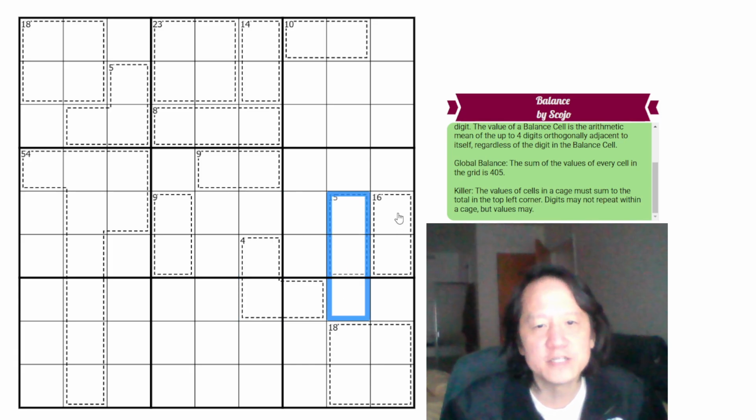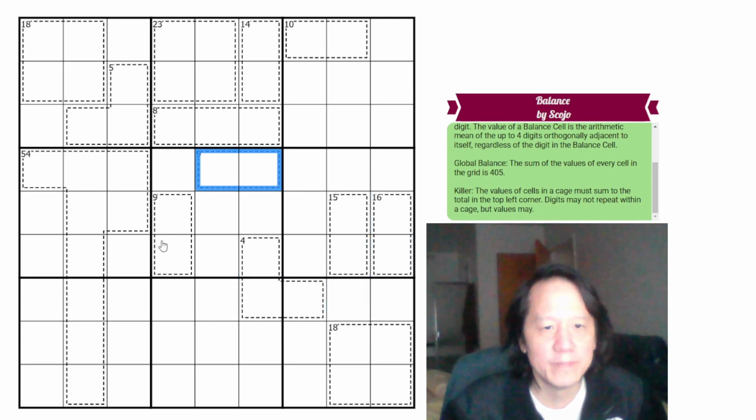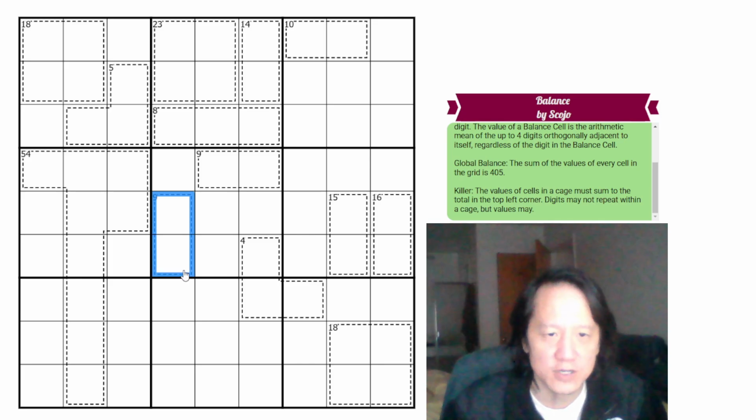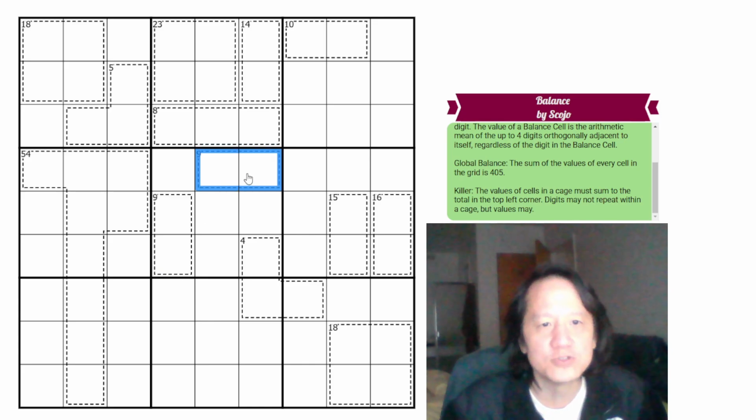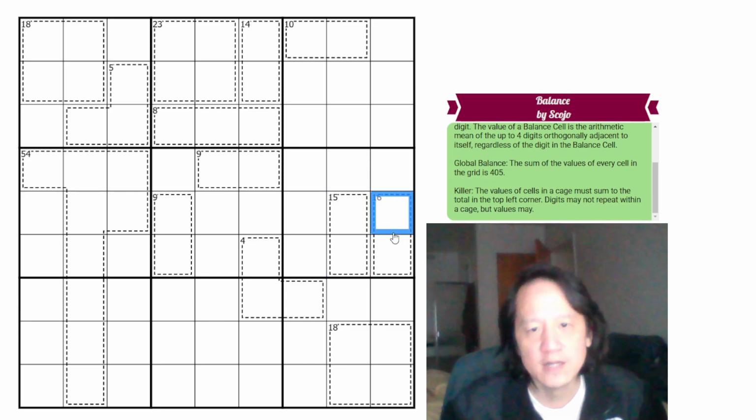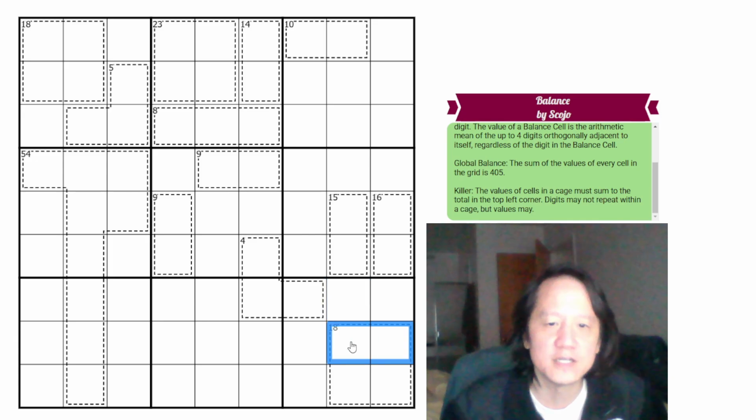And every cage adds up to a certain value. So the values of these two cells add up to 9. The values of these two cells add up to 9. The values of these two cells add up to 15. The values of these two cells add up to 16, etc., etc.